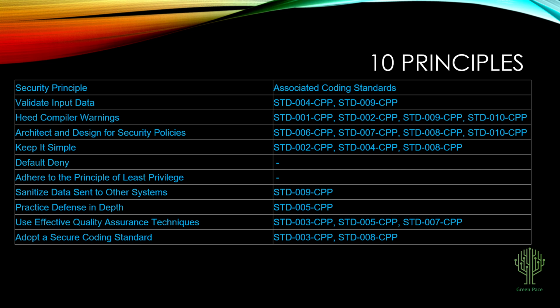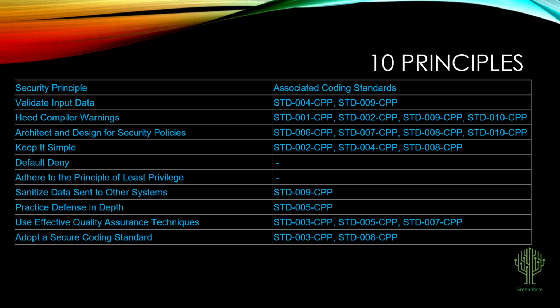This security policy has 10 main principles. Validate input data. This practice ties into coding standards 4 and 9 and reminds us that data coming into the system needs to be checked thoroughly so it doesn't become a security liability. Heed compiler warnings. Compiler messages shouldn't be ignored because they can point to potential issues. This principle connects with coding standards 1, 2, 9, and 10, since fixing these warnings often aligns directly with best practices.